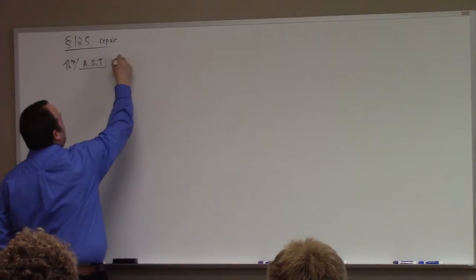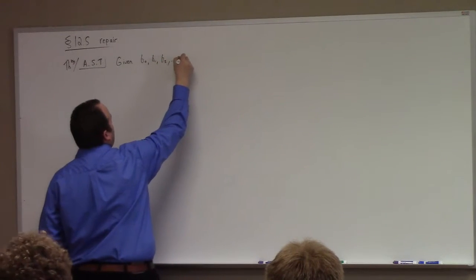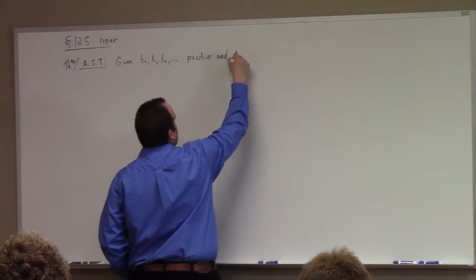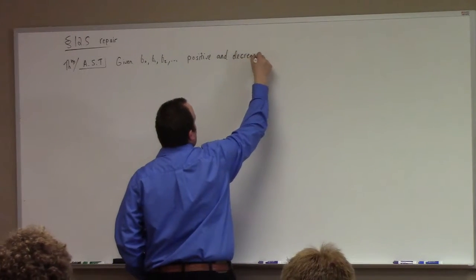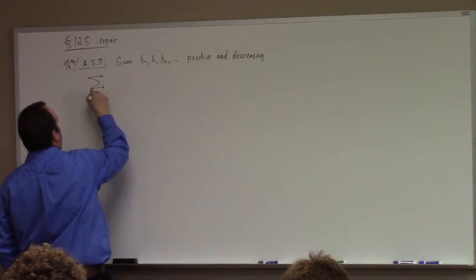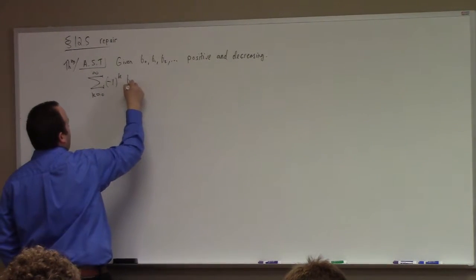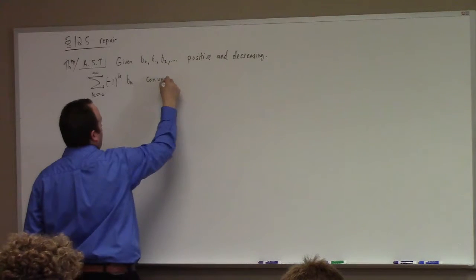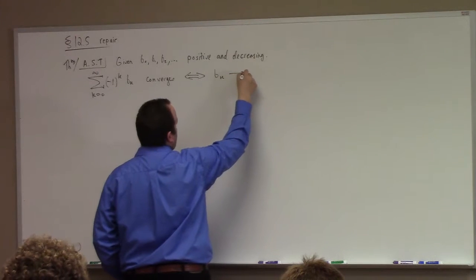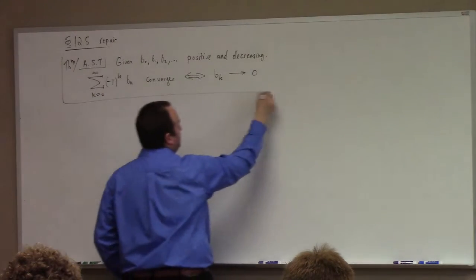All right, here it is. Given b0, b1, b2, positive and decreasing, we have that the sum k equals 0 to infinity of minus 1 to the k, b sub k, converges if and only if b sub k goes to 0. All right, this is the alternating series test.